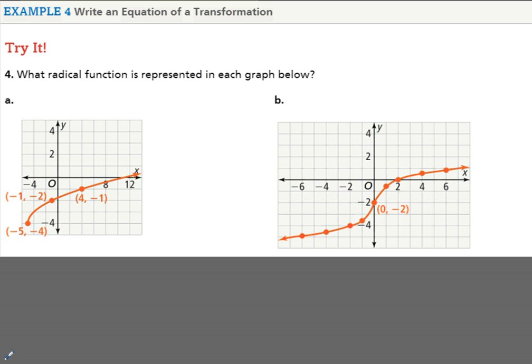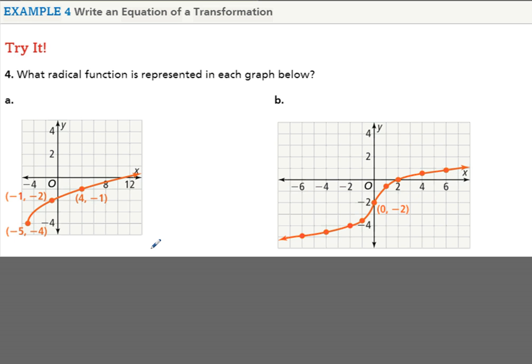So this is a strange one. These are more like puzzles. It's telling you it's a radical function. What is represented below? Now, you should recognize part A. That's all we're going to look at today in this video, is part A as being a square root function.